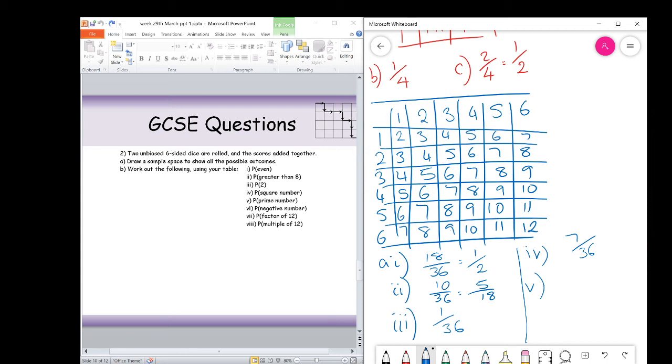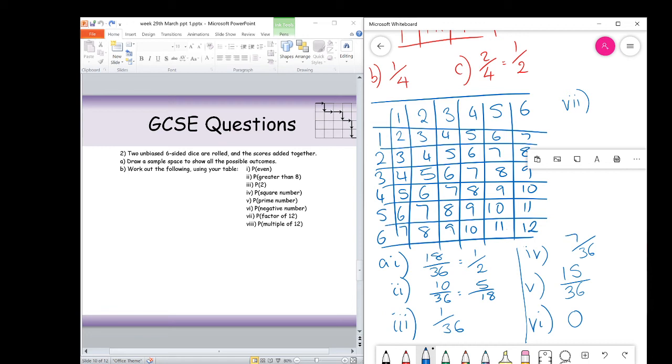So we've got 1, 2, 3, 4, 5, 6, 7, 8, 9, 10, 11, 12, 13, 14, 15. You'll notice I skipped 9. 9 is not a prime number because it's 3 times 3. That's another mistake people often make. Question 6, a negative number. No negative numbers in here. Probability is 0.